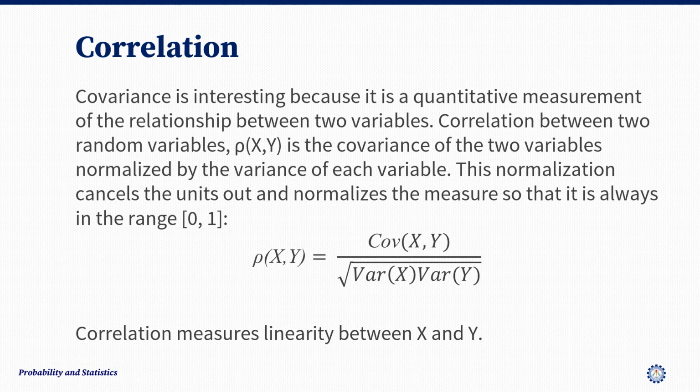So here we have the formula for correlation. The correlation given x and y is equal to the covariance of x and y divided by the square root of the variance of x times the variance of y. So correlation measures linearity between x and y.